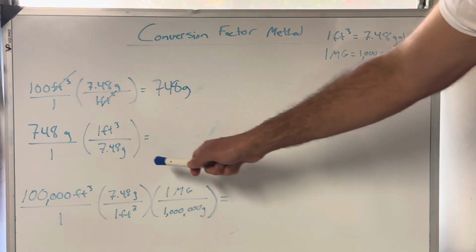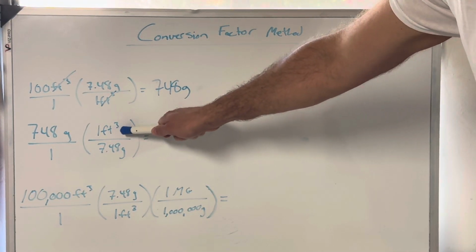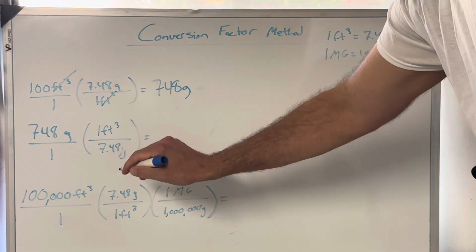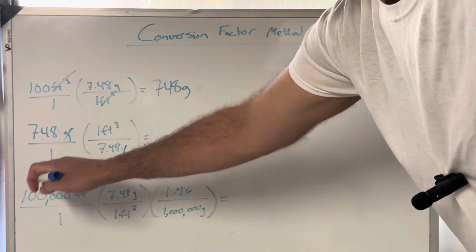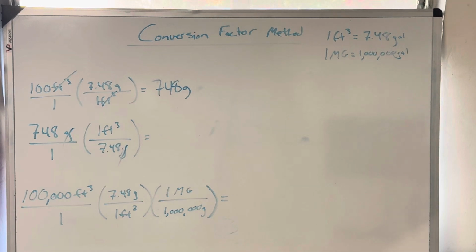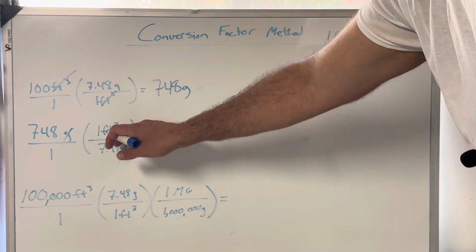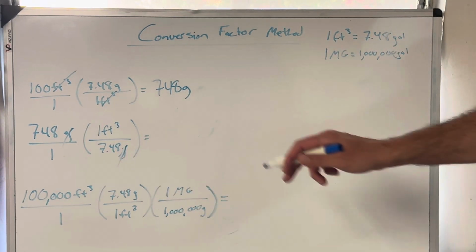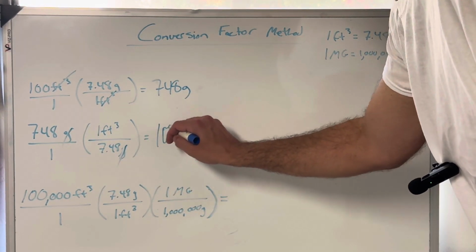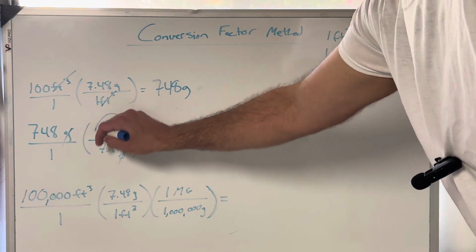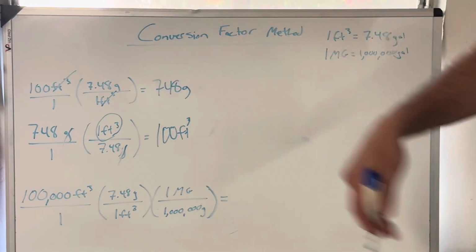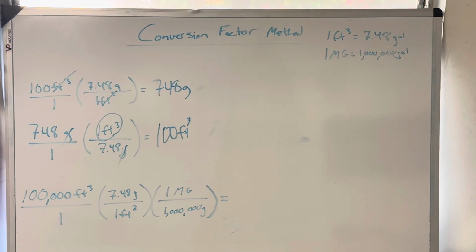But remember, the unit you need should be on the top because you're canceling these units out. When a unit on the denominator matches a unit on the numerator, or the top, they go bye-bye. So 748, you multiply across the top, times 1 is 748, divided by 7.48 gives us 100, and we're left with cubic feet. 100 cubic feet. So we just converted back to that original 100 cubic feet.